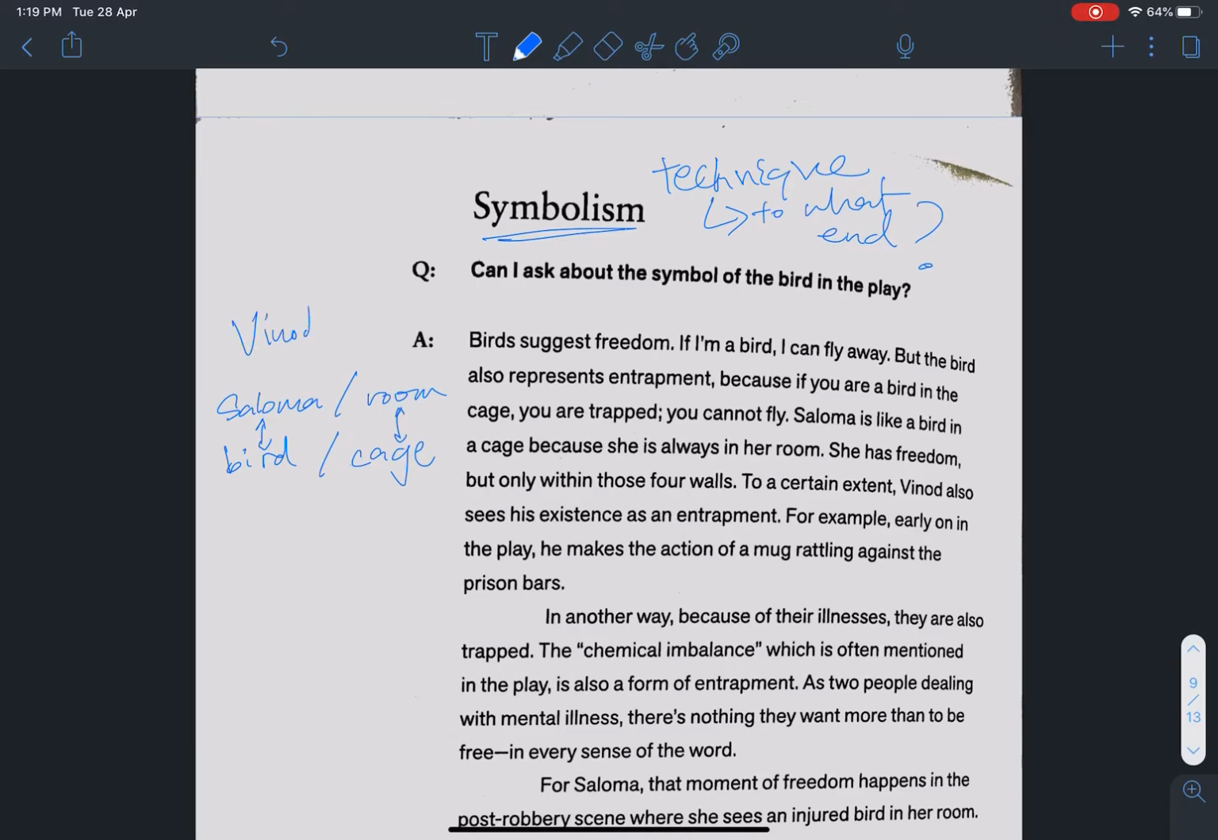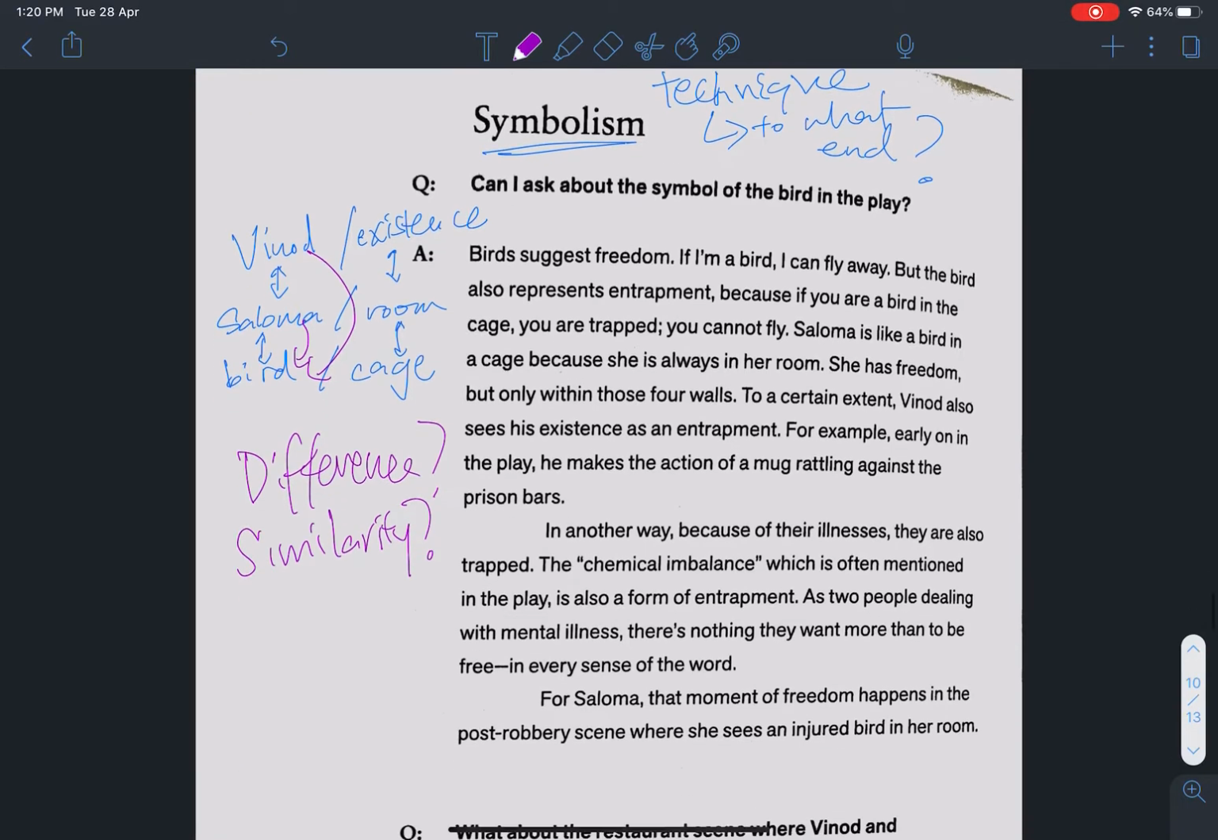Vinod and existence. Okay. So just by reading this, what did I find out? I found out that there are parallels between Vinod and Saloma. Both of them might feel as if they both relate to the idea of being a bird. However, they see it differently, right? So every time I have a parallel relationship here, I always want to think about what is the difference and what is the similarity. So I can just leave it here. If I can't figure it out, it's okay. I know that I must come back and answer these questions.